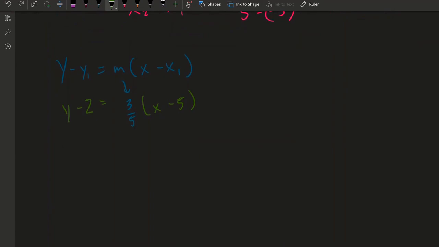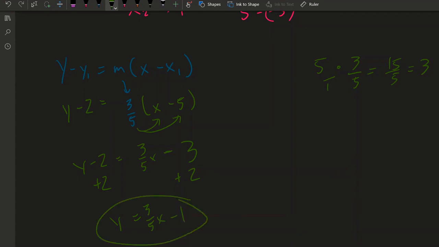Doing my distributive property right here, I would get 3/5 x minus, I'm going to go off to the side to do this calculation, 5 times 3/5, that's 5 over 1, so that would be 15/5, which is 3. y minus 2 is equal to 3/5 x minus 3. I'll add 2 to get the y by itself. y is equal to 3/5 x minus 1, and we are finished.